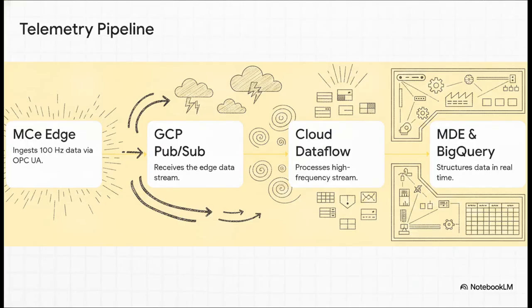And the sheer velocity of what happens next is honestly staggering. We're talking telemetry continuously streaming at a blistering 100 hertz. That is 100 data points per second per sensor, flowing instantly from the edge right into Google Cloud Pub/Sub and Cloud Dataflow. But raw data isn't enough on its own. It then hits the Manufacturing Data Engine, MDE, where it is instantly structured, contextualized, and pushed directly into BigQuery in real time. We are not just dumping numbers into a data lake here. We're creating a live, highly organized digital twin of the factory floor's physical reality that's ready for immediate analysis.